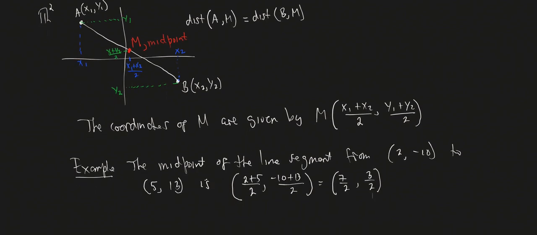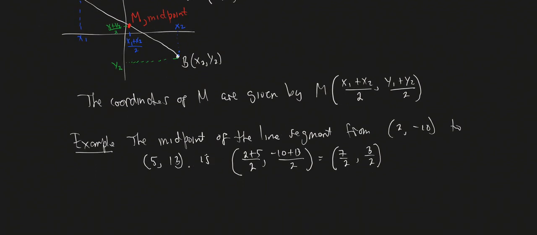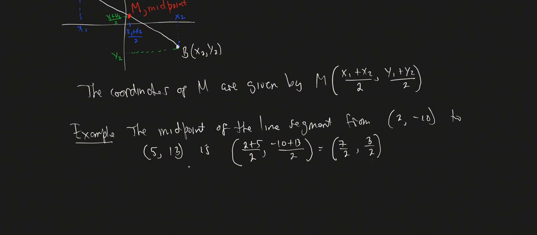And as you might imagine, in R3, what do you think we're going to do? Well, we're going to continue this process of averaging the two endpoints for X, for Y, and then for Z, right? So I'm not even going to draw it. I'm just going to make the statement and then do a couple examples, and that'll be it.